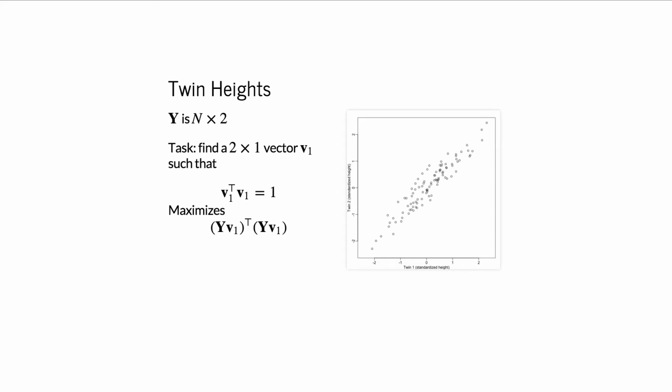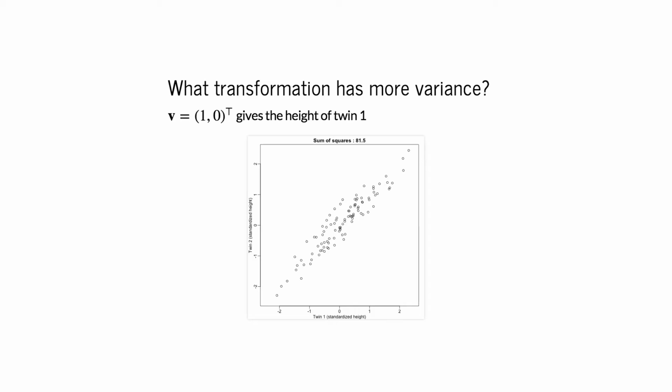And what we're going to do is try out different V's to motivate why it is that we end up with the optimal solution. It turns out that the optimal solution can be obtained using the singular value decomposition. So let's just try out some V's so you get an idea what's happening here. The first V we're going to try is simply 1, 0. Right, so that's the vector. And when you project the data onto that vector, you basically get back the height of twin 1.